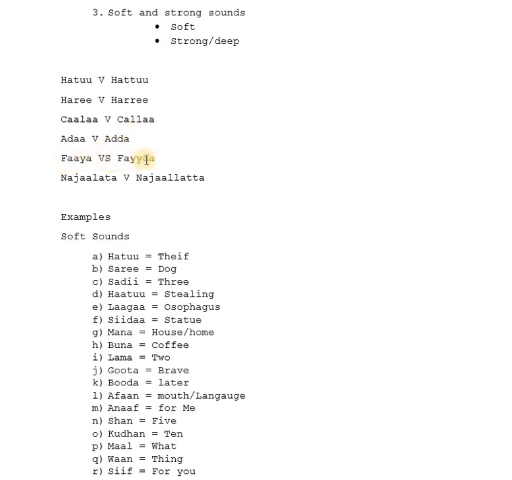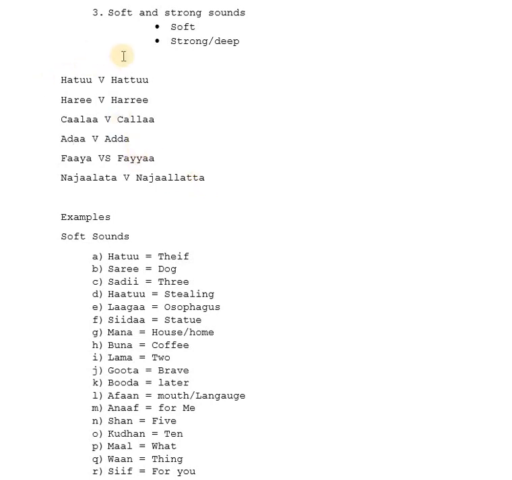Faya, faya. Ya is here. Faya, faya. Najallata, najallatta. Look at the two strong sounds in here. Najallata, najallatta.